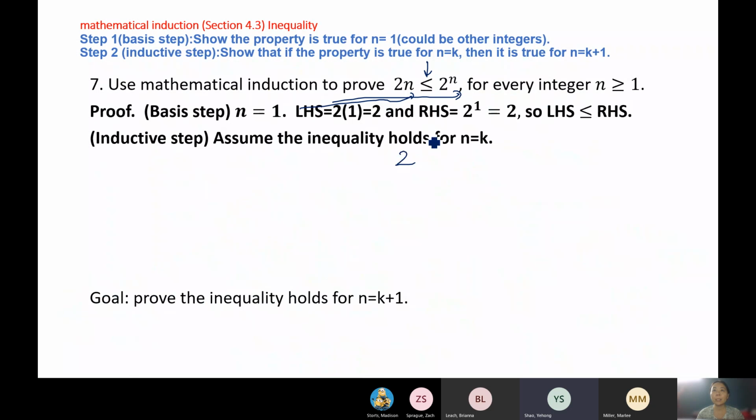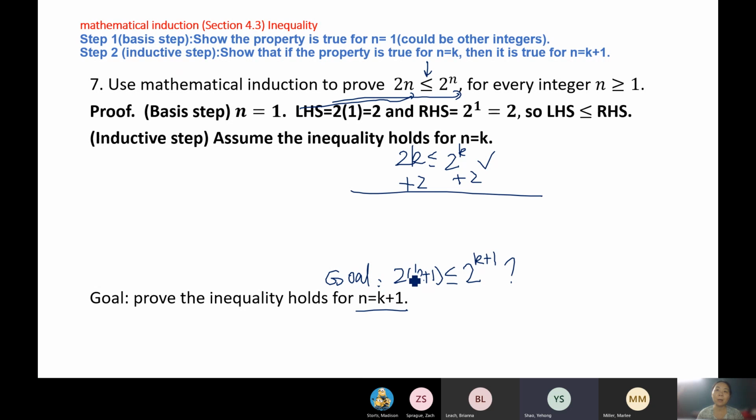So first, we replace n with k. That's what we got. And the goal inequality, replace n with k plus 1. Okay, so that's what we need to prove right here. But we already know 2k is smaller than or equal to 2 to the k. I think a lot of you did addition. You can also do substitution. So if you add 2 to both sides, how did we know we should add 2? Because after we distribute 2, that's going to give us 2k plus 2, right? So that's why we know we should add 2 to both sides, because that's going to give us 2k plus 2 on the left-hand side.